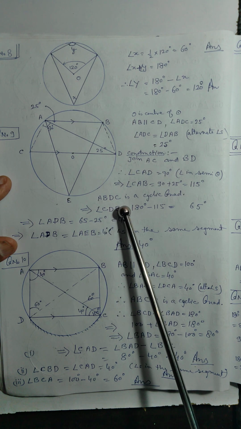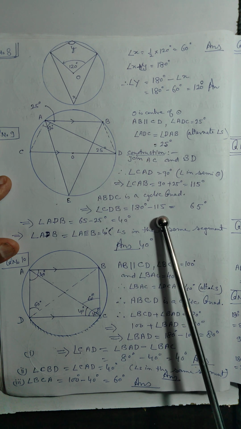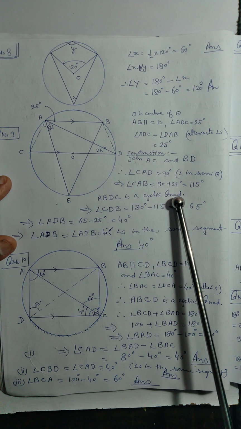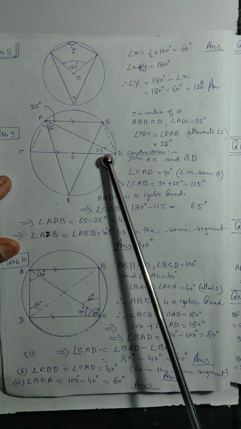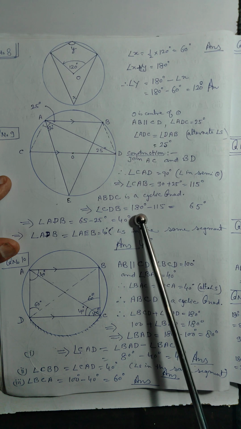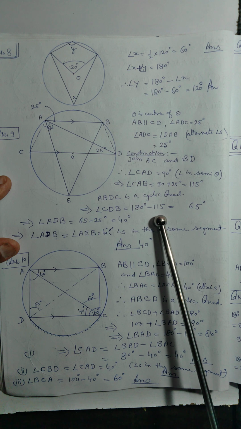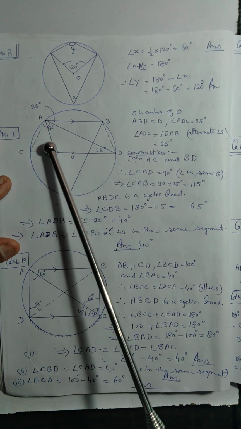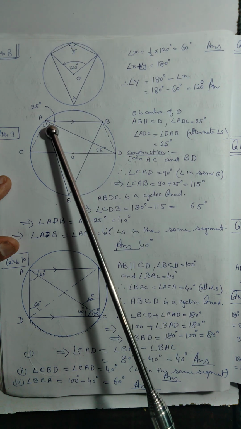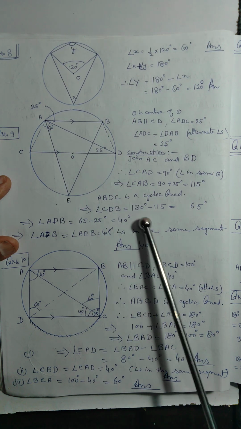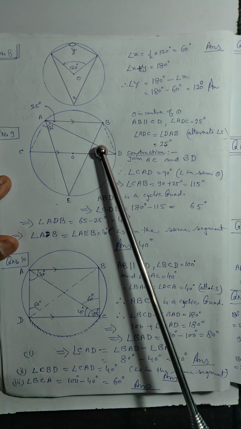So ABDC is a cyclic quadrilateral. Therefore CDB is equal to 180 minus 115. CDB will be 180 minus 115. So it will be equal to 65 degree. अब देखिए ये 65 डिग्री हो गया.